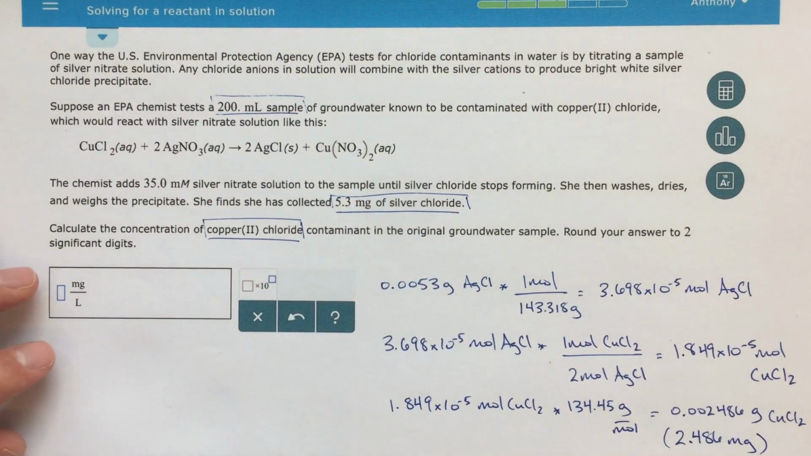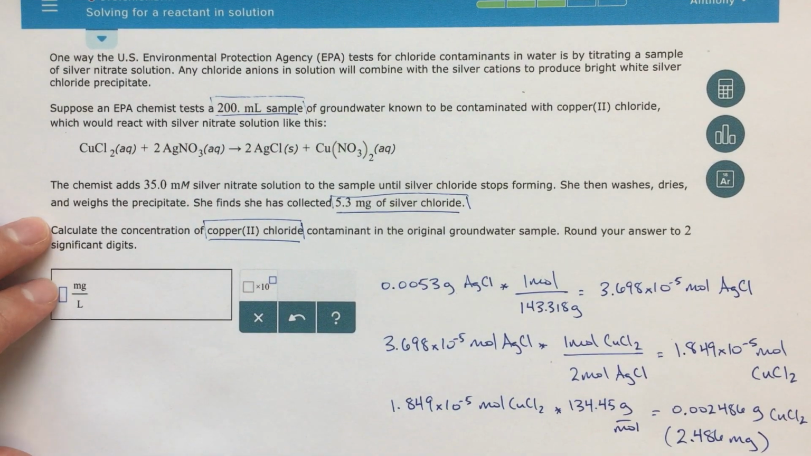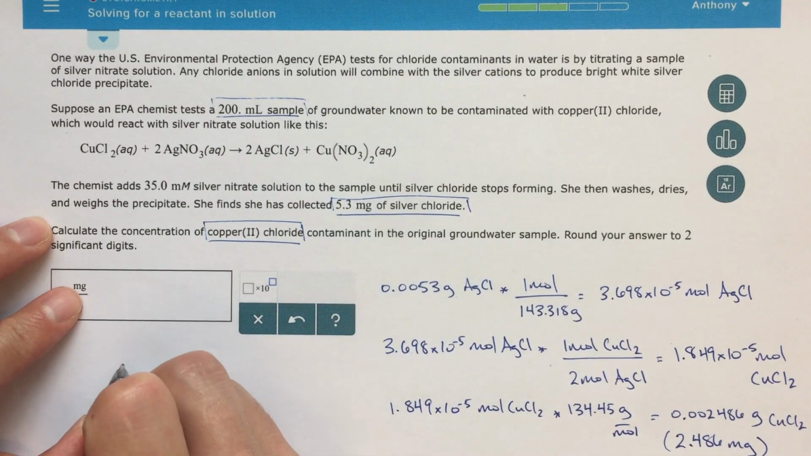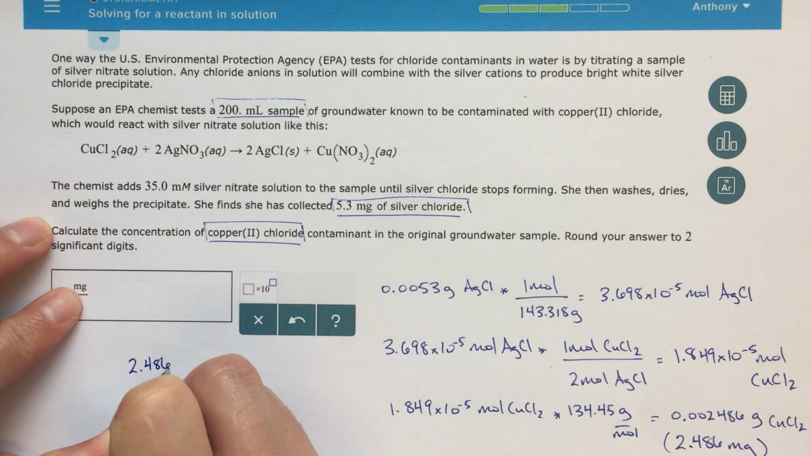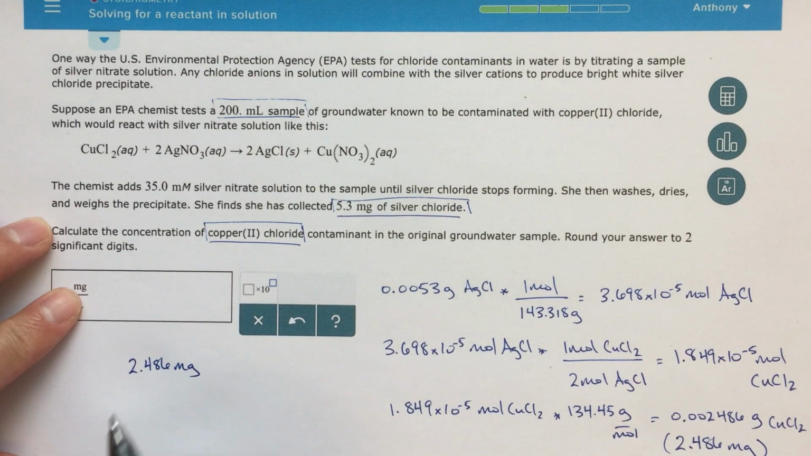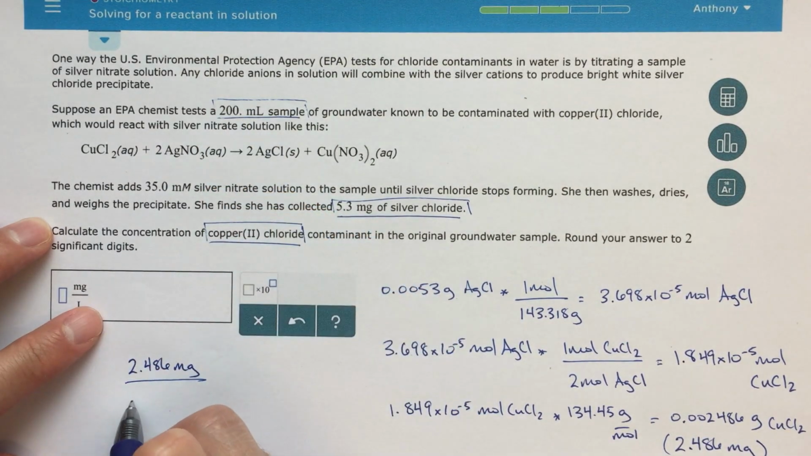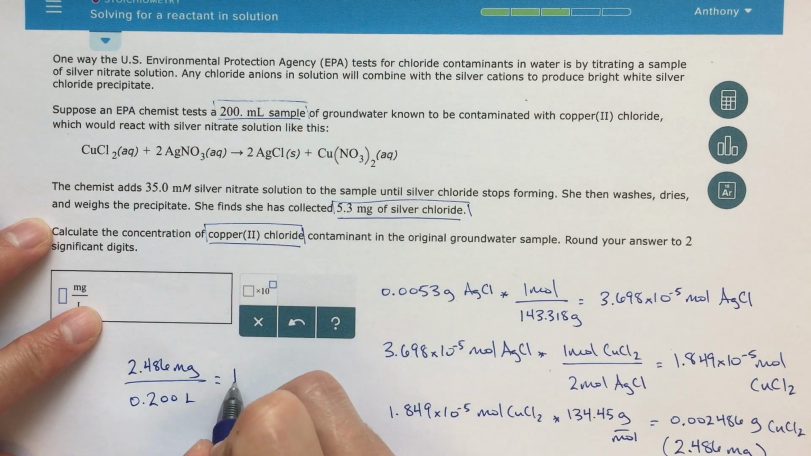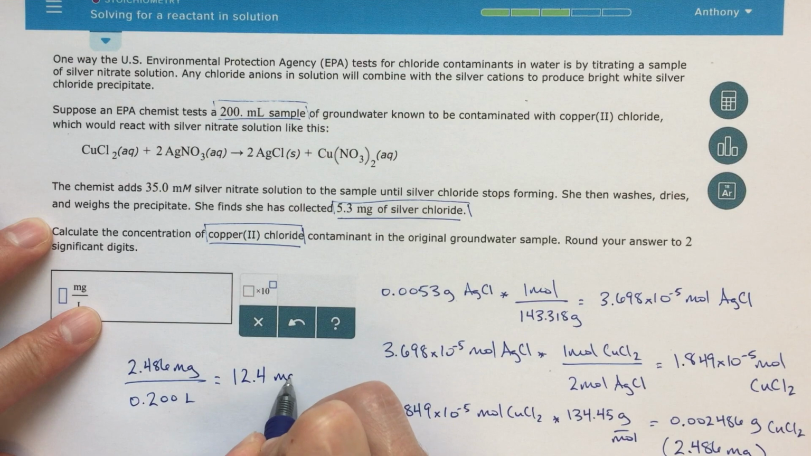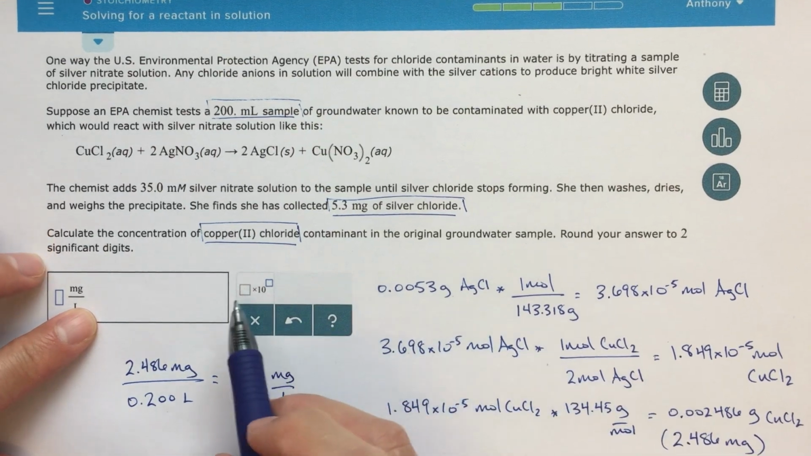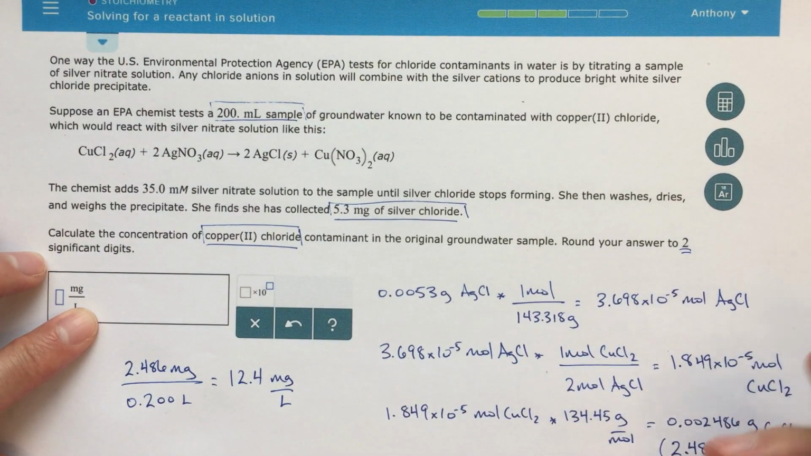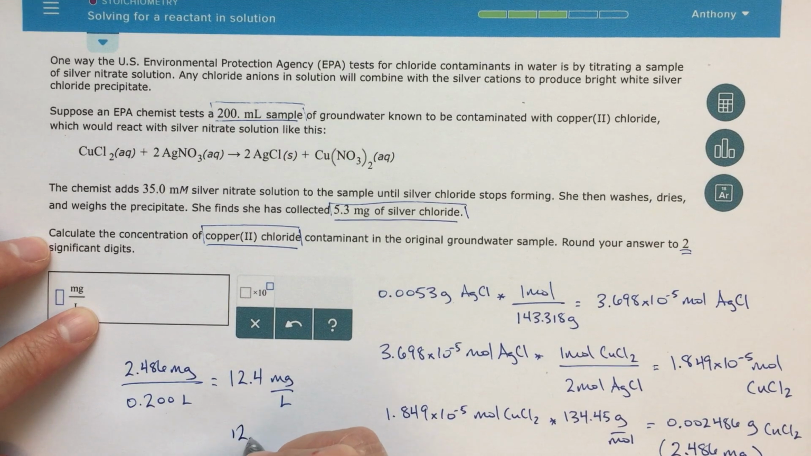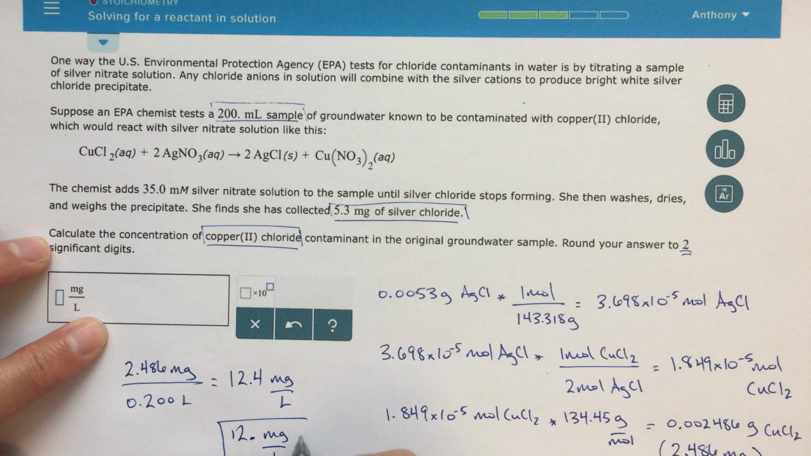And then the final step is just to convert from milligrams to milligrams per liter. So I'm going to take my 2.486 milligrams. This is the actual mass of copper chloride that was dissolved in that original 200 milliliter sample. So 0.200 liters equals 12.4 milligrams per liter. Now, this question says round your answer to 2 significant digits, so I would round this 12.4 to just 12 milligrams per liter. That's my final answer.